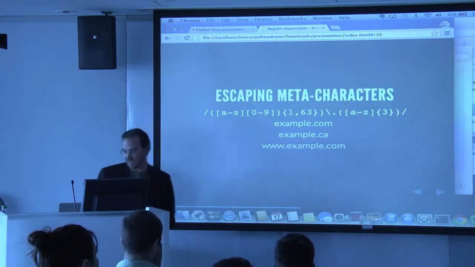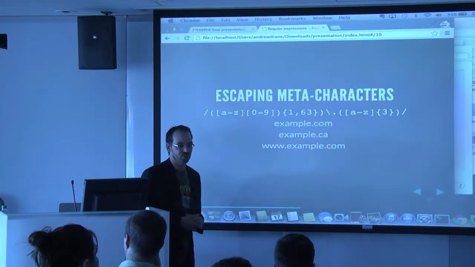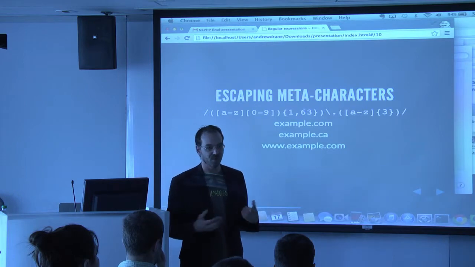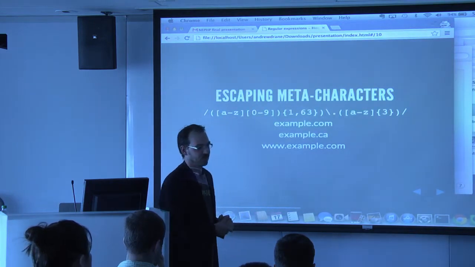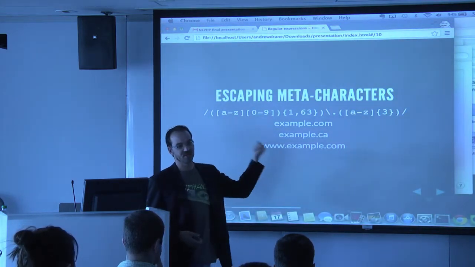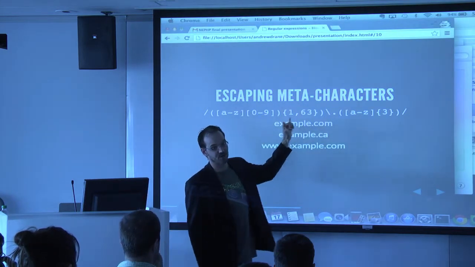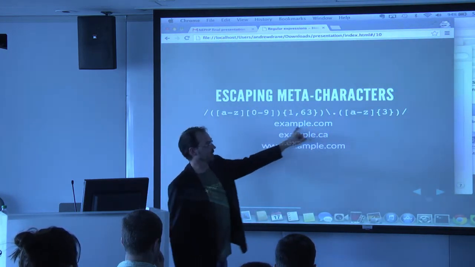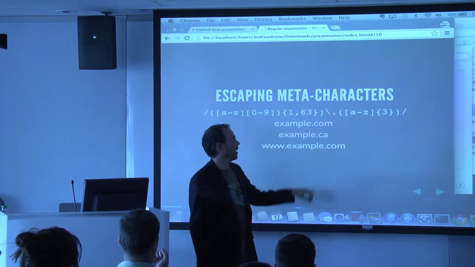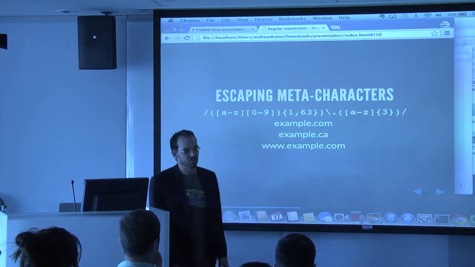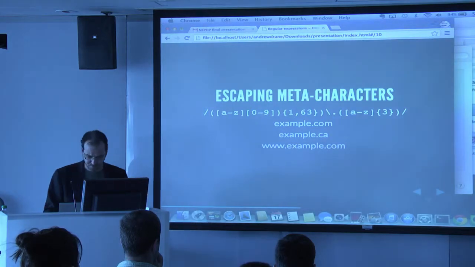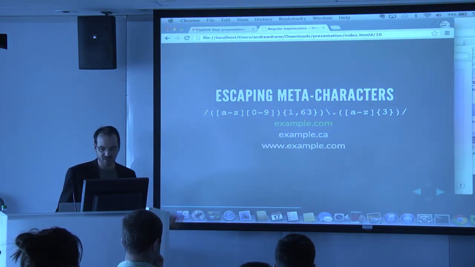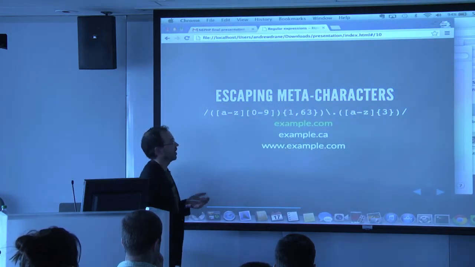One last thing, escaping characters, meta characters actually. So you're all used to escaping, I hope, if you've been using PHP a little bit. If you want to require a dot in your subject, like in this case, example.com, you need to backslash before, just like regular escaping. So in this case, example.com does match.